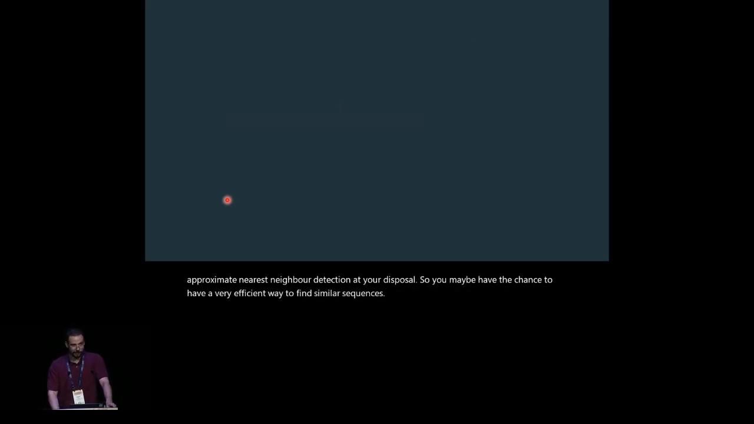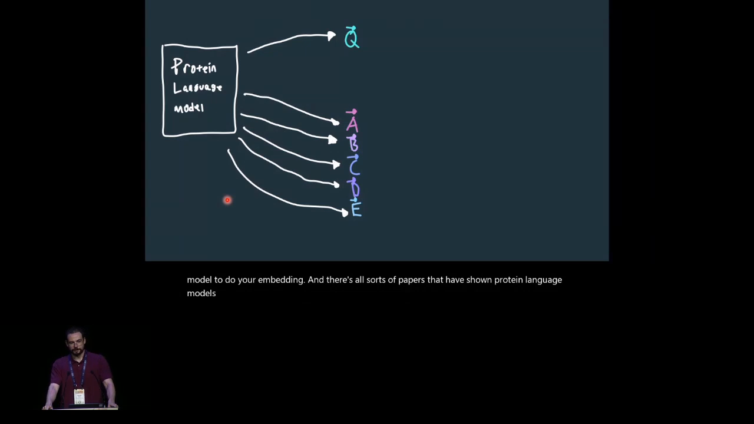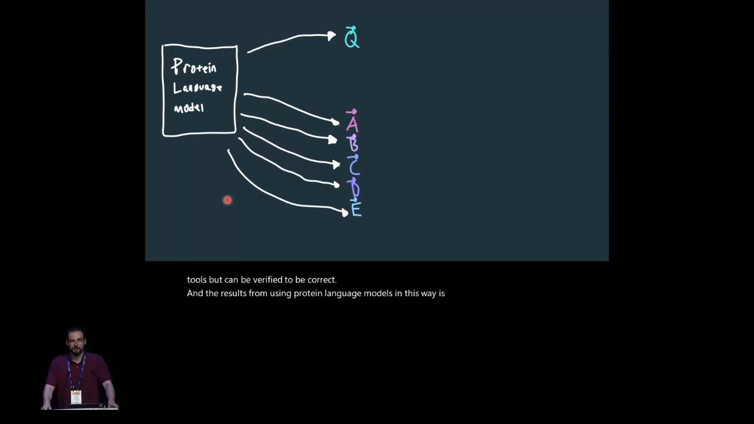Now, a lot of people have done this sort of thing, and very common is to use a protein language model to do your embedding. And there's all sorts of papers that have shown protein language models can create these incredibly powerful embeddings that can be used to recognize similarities in evolutionary history or function or structure that is completely missed by other tools, but can be verified to be correct. And the results from using protein language models in this way are quite amazing.